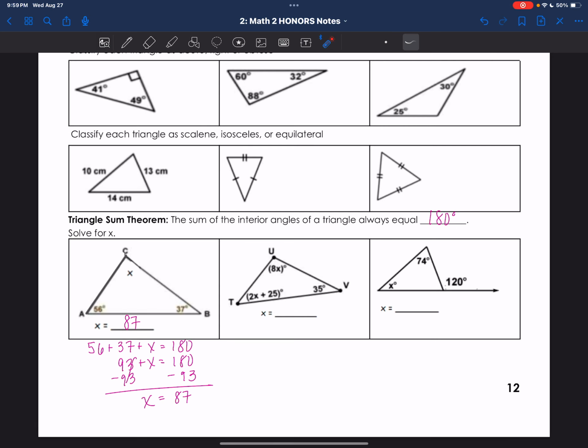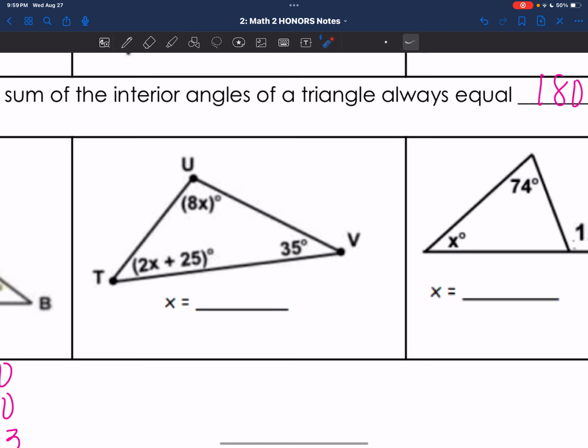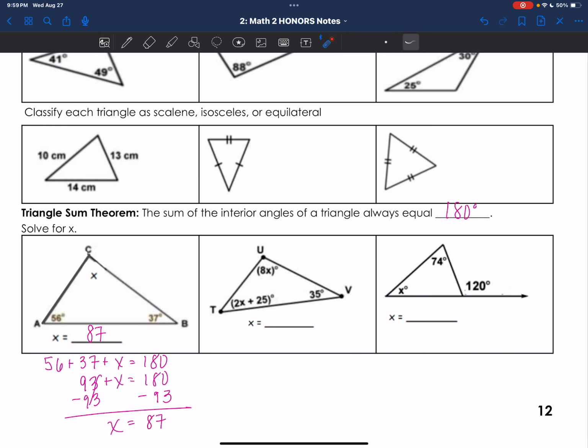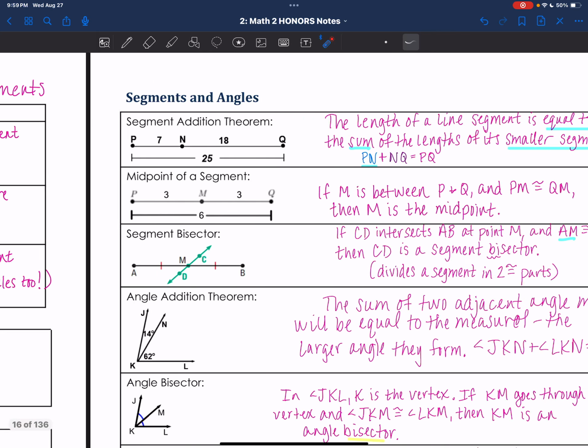All right, you're going to go ahead and try these two. Now, for the middle one, you're still going to do the same thing. You're still going to add this, plus this, and you're going to set all three equal to 180 degrees. All right, and then there's a trick to this one. You need to find this angle first, and then go ahead and solve that.